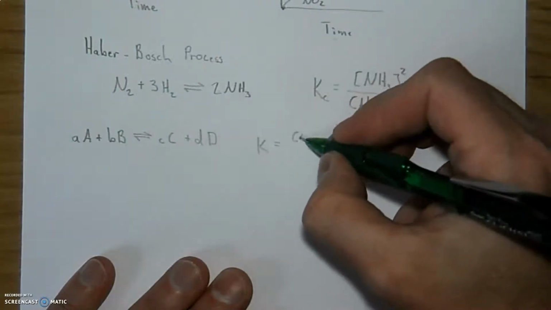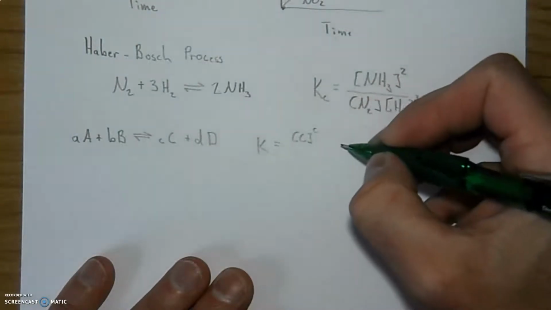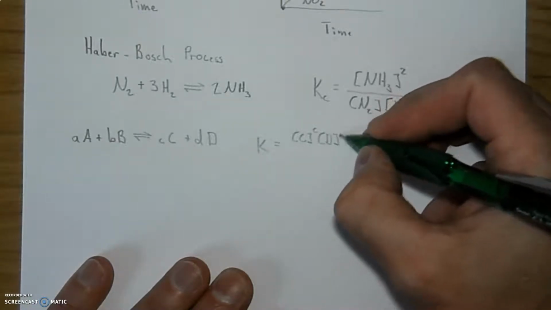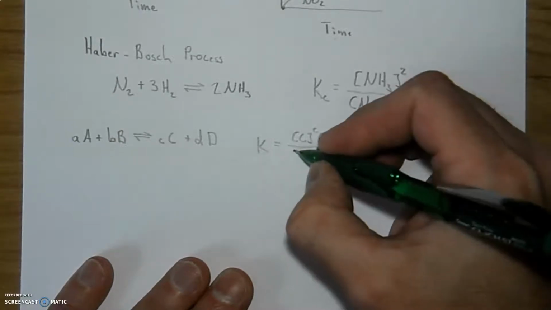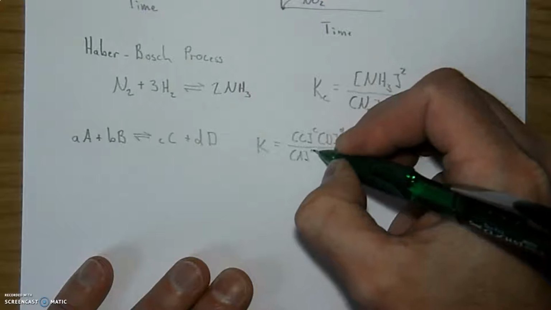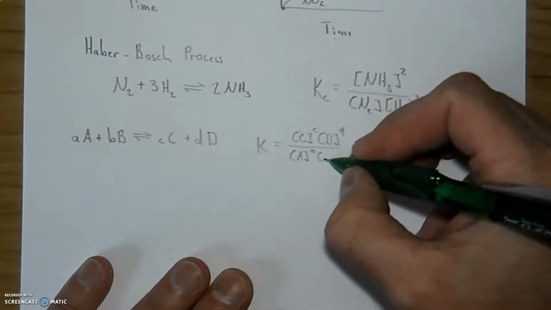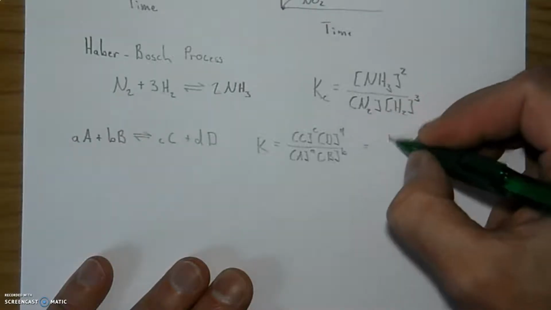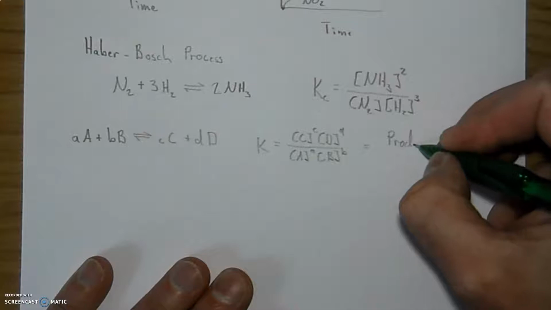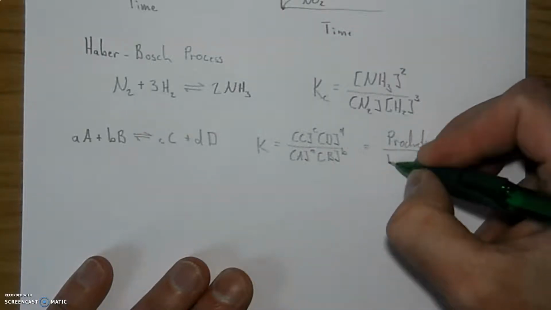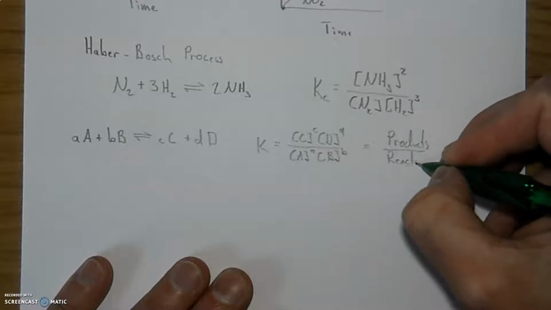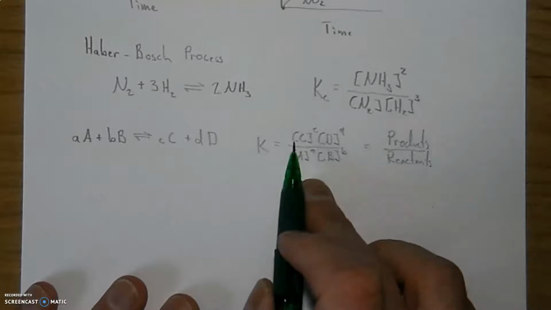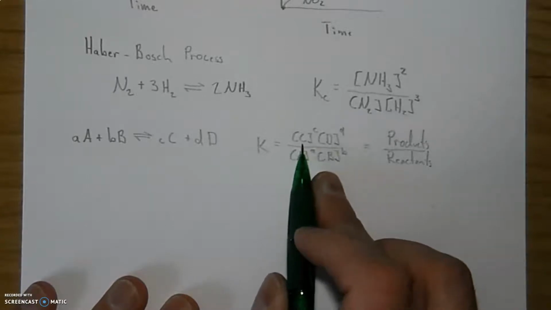So the concentration of C raised to C, concentration of D raised to D, concentration of A raised to A, and the concentration of B raised to B. And again, the general idea is always products over reactants. Okay, works great. And again, what we're looking at here, generally speaking, we're looking at concentrations.